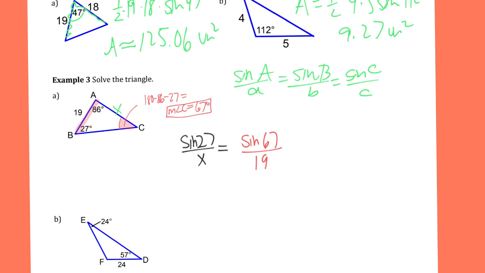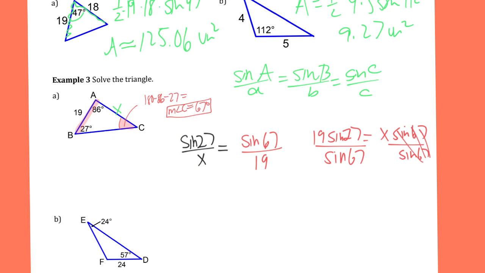So we're going to cross multiply and solve. 19 sine of 27 is equal to X sine of 67. To get x by itself, we're going to divide both sides by the sine of 67. You can't divide by sin, but you can divide by sine of 67. As long as it has an argument there, you can do it. So x is equal to that quotient.